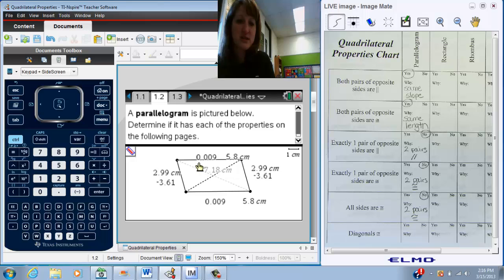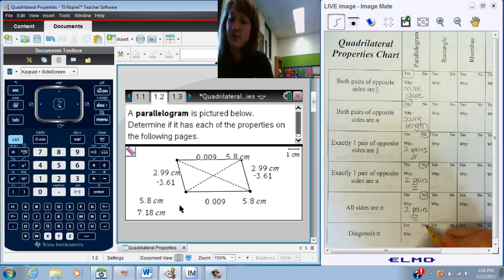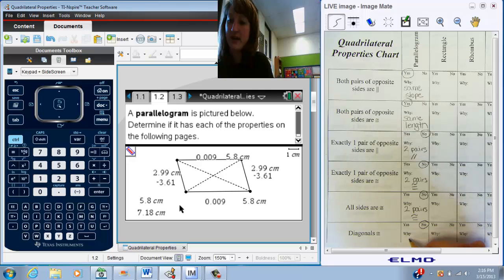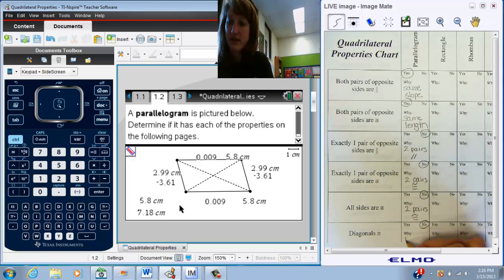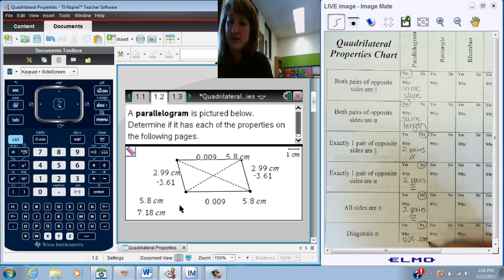The first one is 7.18 centimeters, so I'm going to stick that down here. And the other one is 5.8 centimeters. So they are not the same length. So we'll say no, and again, they are not the same length.